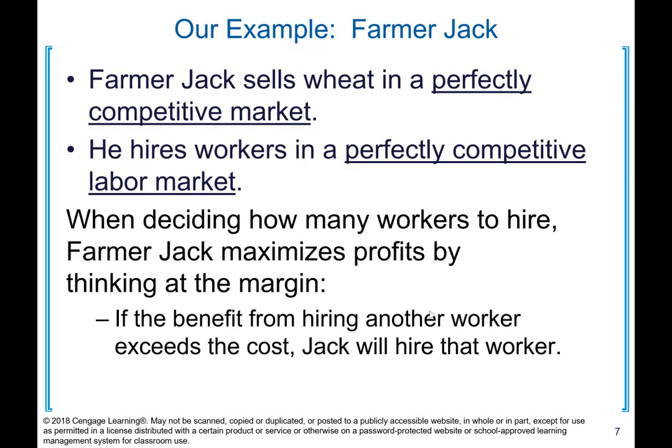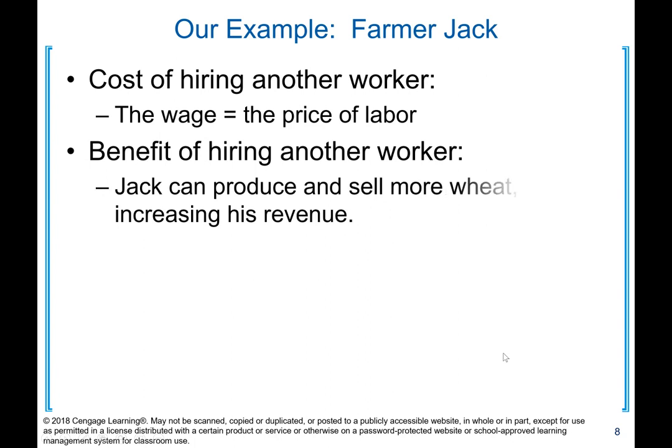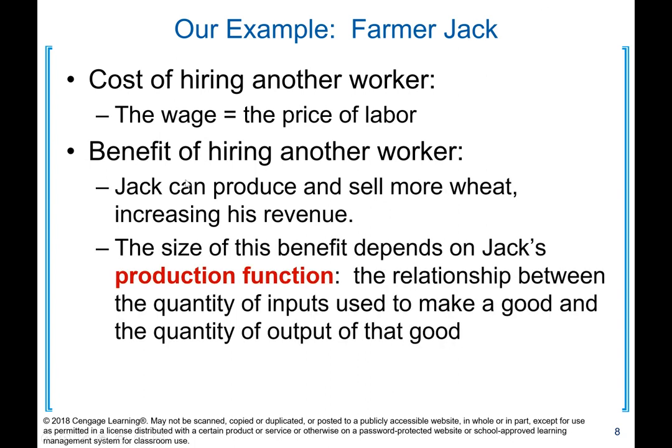For example, Farmer Jack sells wheat in a perfectly competitive market. He hires workers in a perfectly competitive labor market. When deciding how many workers to hire, Farmer Jack maximizes profit by thinking at the margin. If the benefit from hiring another worker exceeds the cost, Jack will hire that worker. The cost of hiring another worker is the wage rate, the price of labor.